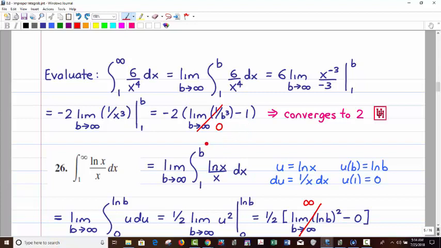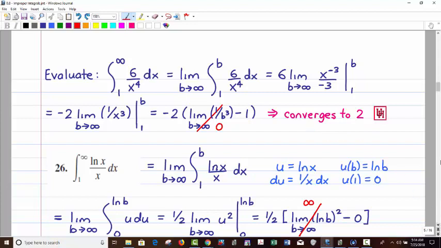So now the million-dollar question is, if the limit converges, we're going to get a converging improper integral, some value. If it blows up, then the whole thing would just diverge. This one does not blow up, because the limit as b goes to infinity of 1 over b cubed would be 0. So you have -2 times 0 minus 1, which is -2 times -1, converges to 2, which is exactly what we got on the other page using that theorem.